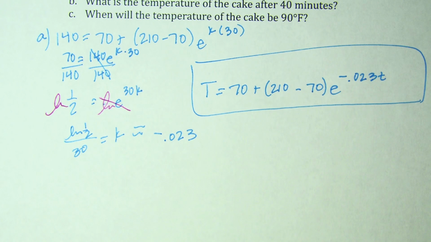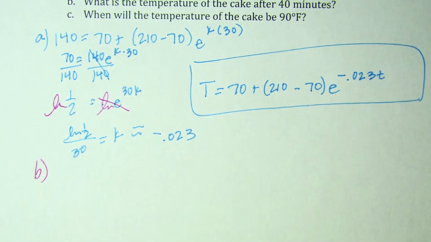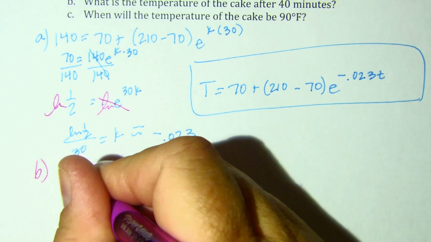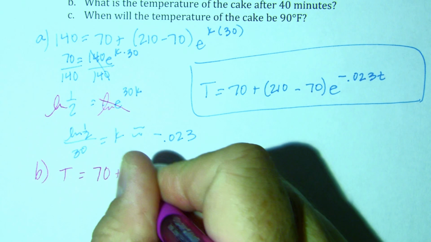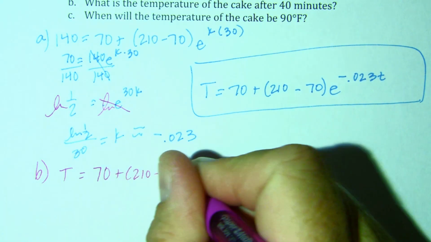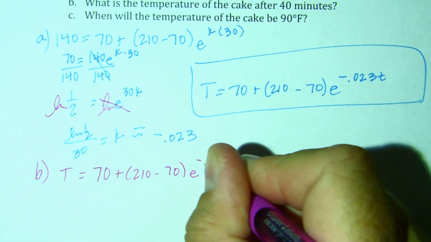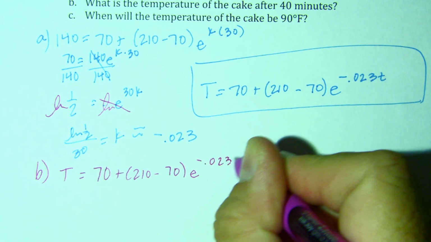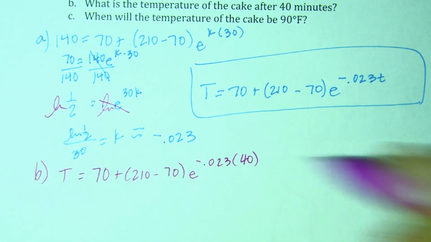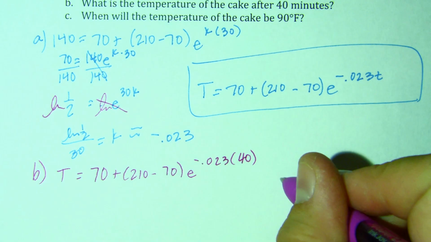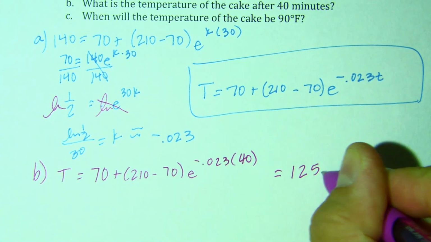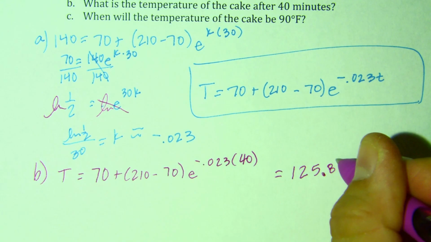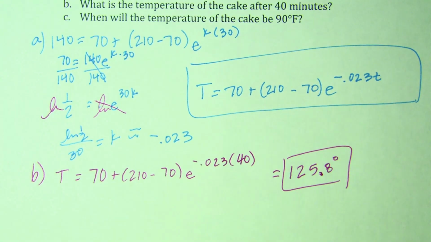Part B says, what is the temperature of the cake after 40 minutes? So we want to know what the temperature is after 40 minutes. So that's 70 plus 210 minus 70 e to the negative 0.023 times 40 minutes. Typing that into our calculator, we get approximately 125.8 degrees Fahrenheit.